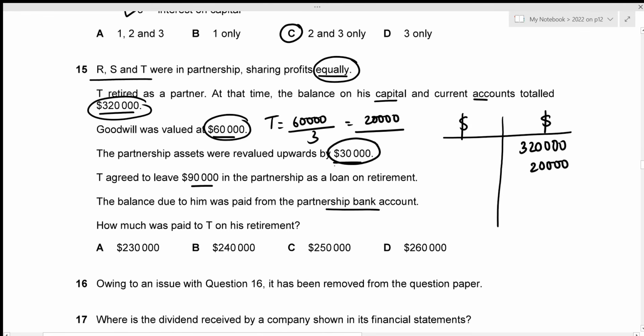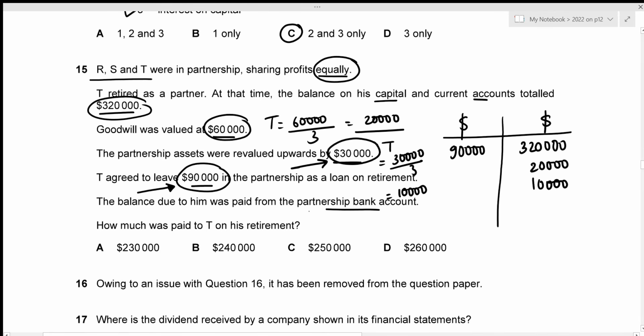Then we also know that there was profit on revaluation, which again increases the capital account balance, which should be recorded on the credit side. So for T, the profit is 30,000 divided by 3, which results in 10,000. This should be again recorded on the credit side. Then we're told that T agreed to leave 90,000 in the partnership as a loan on retirement. And the loan amount left to the partnership while a partner retires is always recorded on the debit side. So this should be recorded right here.